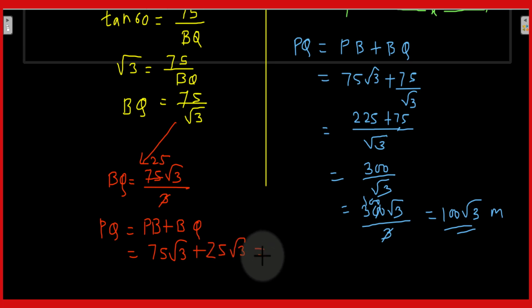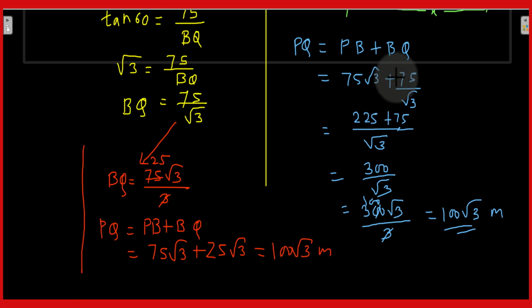And so that is equal to 75 into 25, that is 100 root 3 meter. And therefore the distance between the two men is 100 root 3 meter. I think this way is better than this one. So you can follow either way. This is also correct and this is also correct. Now move to another question.